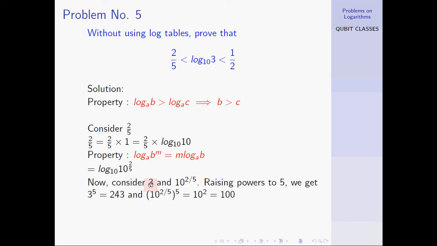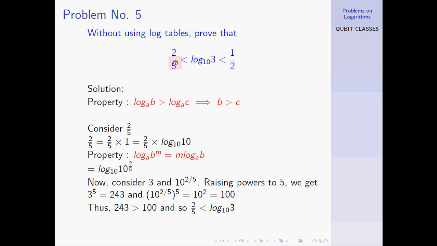Now we will consider the numbers 3 and 10 raised to 2 upon 5. Note that we have successfully obtained 2 by 5 as a logarithm to the base 10. Let's raise both 3 and 10 raised to 2 by 5 to the power 5. 3 raised to 5 is 243 and 10 raised to 2 by 5 raised to 5 will be 10 raised to 2, since this 5 and this 5 will cancel, which is equal to 100. Now clearly 243 is greater than 100. Therefore, by using this property, we can say that 2 upon 5 is less than log of 3 to the base 10. You can spend some more time on this explanation.